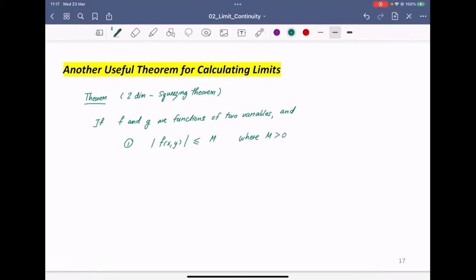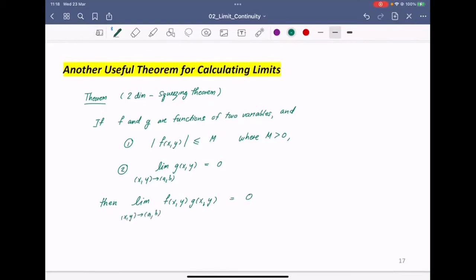You know, m must be a positive number for sure. And the second one, if you know that the limit of function g goes to 0 where x, y go to a, b, then what you can conclude is that the limit of f(x,y) times g(x,y) is completely 0, where x, y go to a, b.